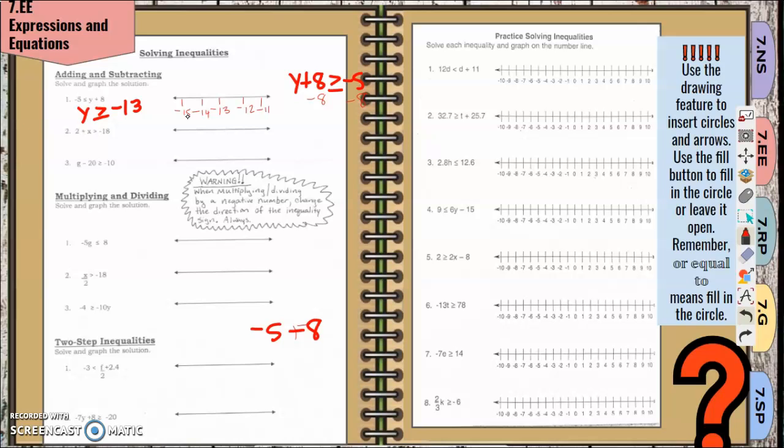All right, this is greater than or equal to, so it's going to be a closed circle on -13. And I'm going to shade everything to the right because y is greater than or equal to -13. Everything that we're shading represents a possible solution for this inequality. That's why we did a closed circle, because -13 is a possible solution. -13 is greater than or equal to -13.